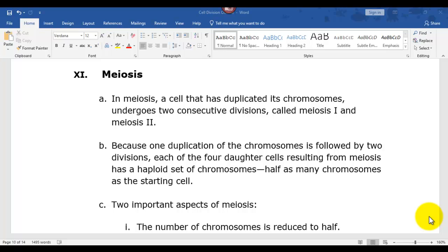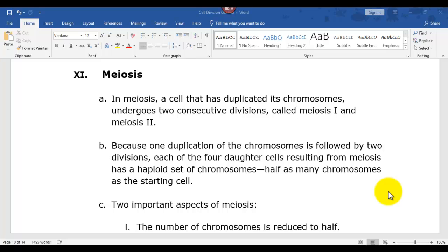So you still have chromosomes being duplicated, but in the end product, in either males or females, you end up with 4 cells. Even in females, it's a little different how you get the 4th cell. The result of mitosis is 2 daughter cells. In meiosis, 1 cell ends up making 4 23-chromosome cells. And I'll get to that.